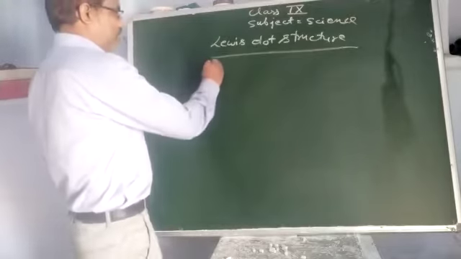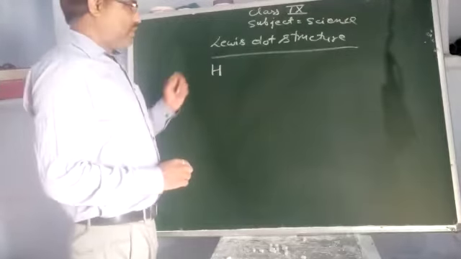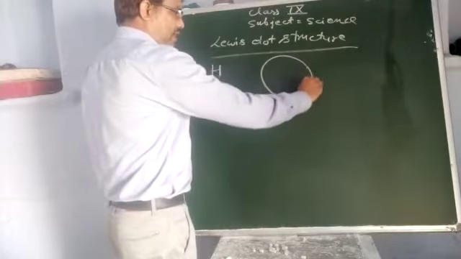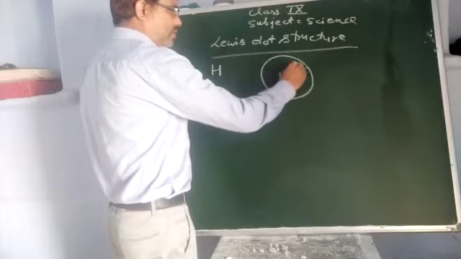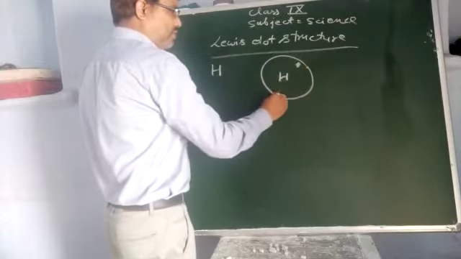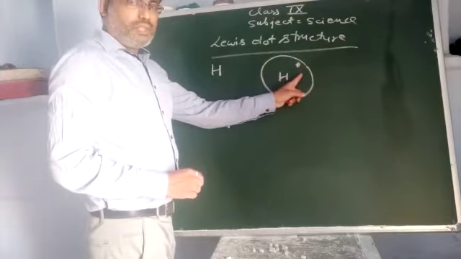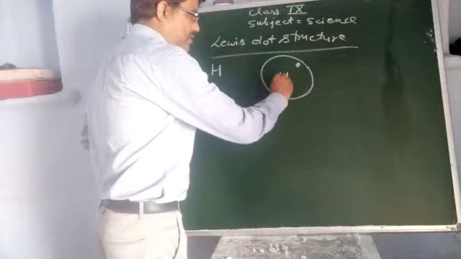So for hydrogen, how can we draw the Lewis dot structure? For hydrogen, we just draw a circle, and in the middle we write the symbol of the element, that is H, and only show the outermost electron. That is, we have only one electron in orbit. You know the electronic configuration of hydrogen, so that is the Lewis dot structure of hydrogen.